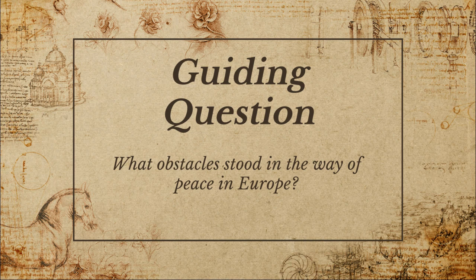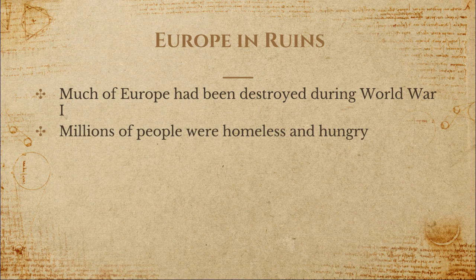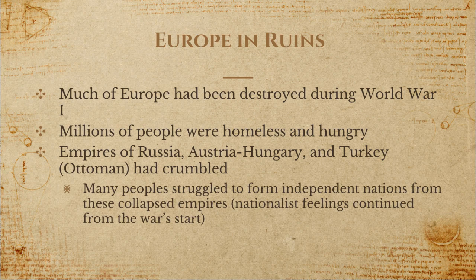Now, as we have discussed previously, much of Europe had been destroyed during World War I. Millions of people who had suffered through the war were homeless and hungry, and the empires of Russia, Austria Hungary, and Turkey, or the Ottoman Empire, had crumbled by the war's end. Now, there were many peoples throughout Europe who would also struggle to form independent nations from these collapsed empires.